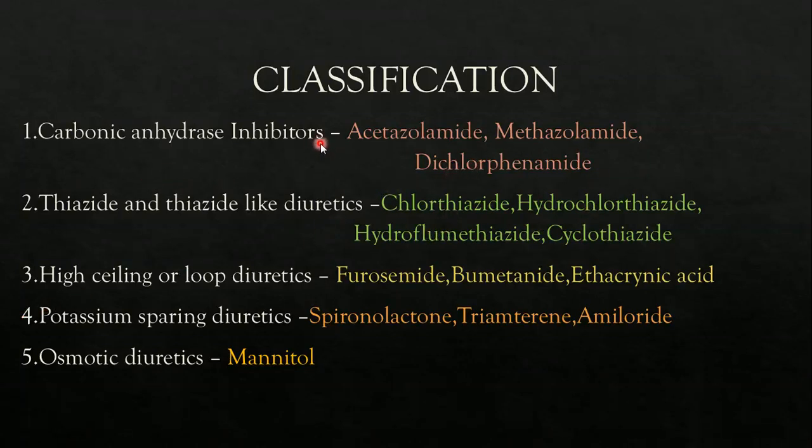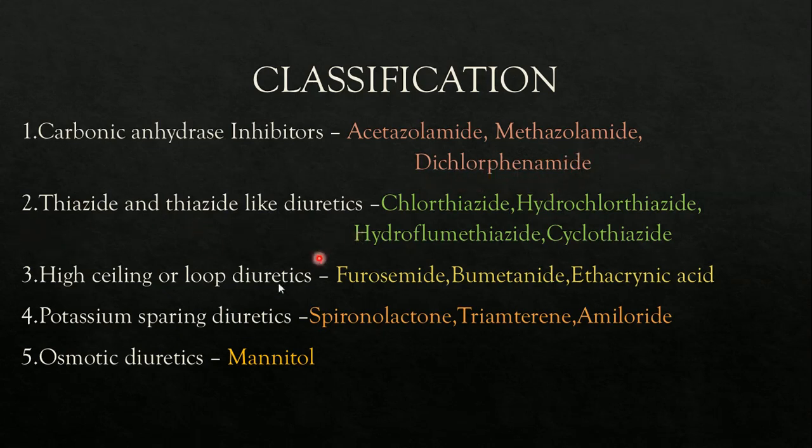Today's topic is classification of diuretics. We'll see the structures and its uses one by one. Carbonic anhydrase inhibitors is the first class of diuretics which will be used in the treatment of various cardiovascular diseases. Examples are acetazolamide, methazolamide and dichlorphenamide.